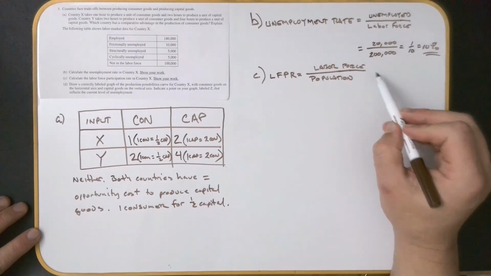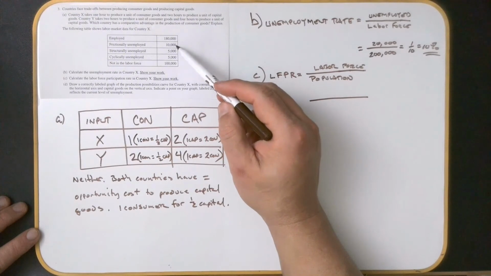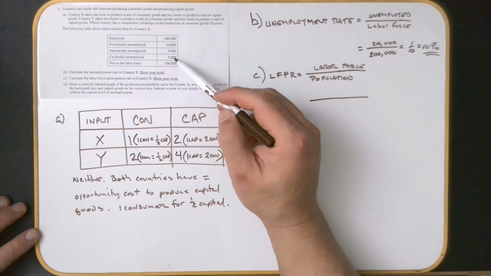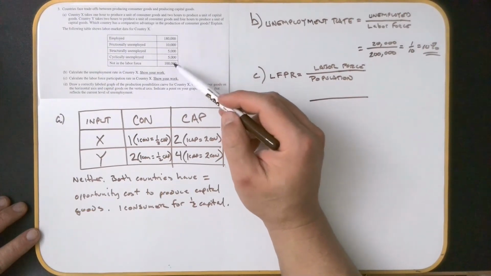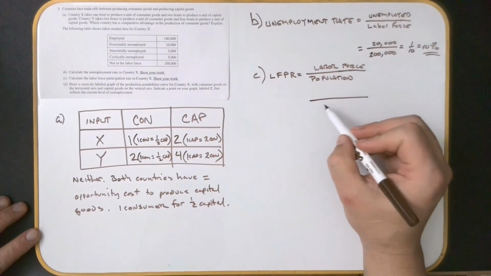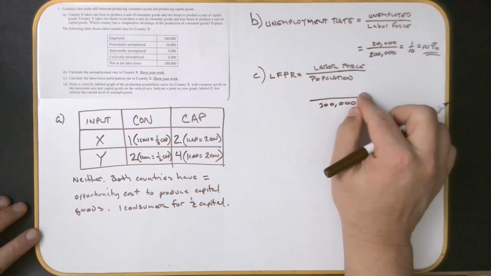So for this one, we're going to have to just look at our population. So according to the problem, we had this 180 plus 10 plus 5 and 5. There's 200,000, but we have another 100,000 that are not. They're residents of the country, but they're just not in the labor force. But they're a part of the population, obviously. So we have 300,000 people in our population.